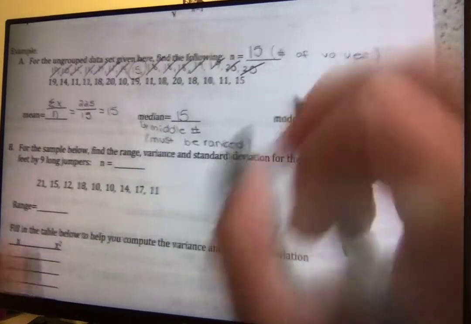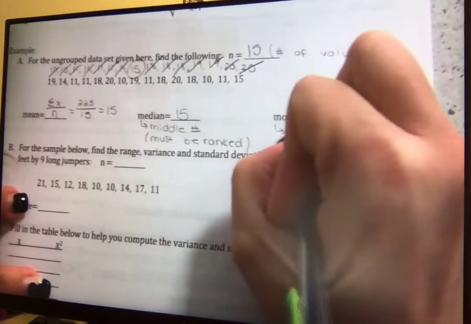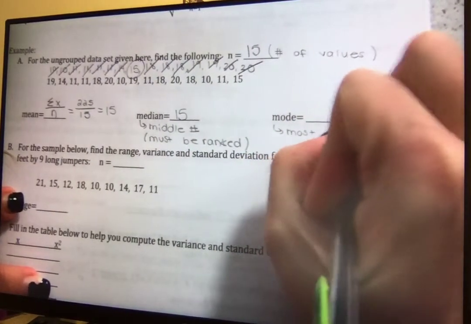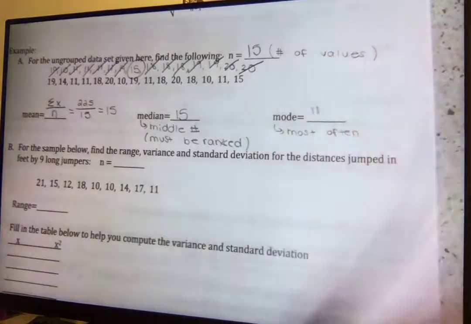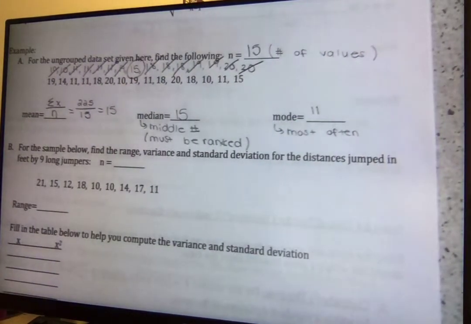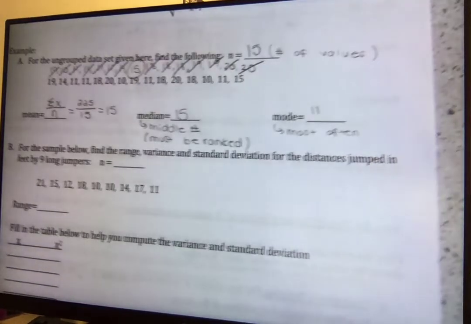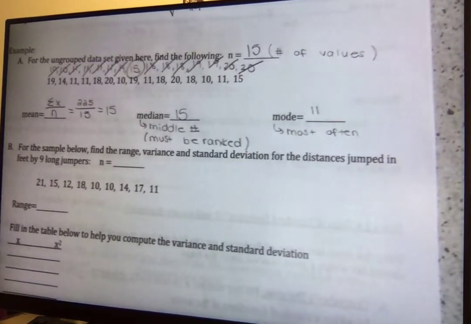Mode is the one that occurs the most often. What is it? Yeah, 11. Good. Thank you. The one that occurs most often, which is number 11. All right, so that's our example A. Moving on to example B. Before we do that, questions, comments, concerns for me, please.